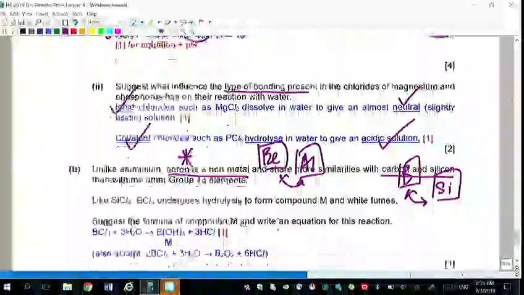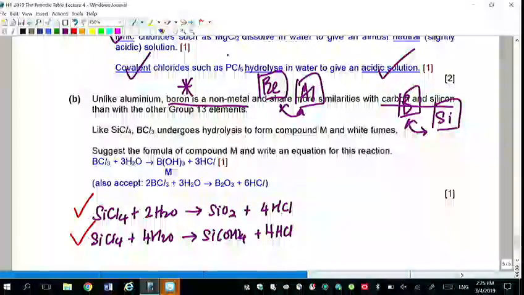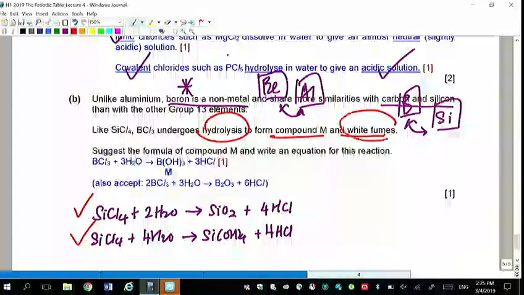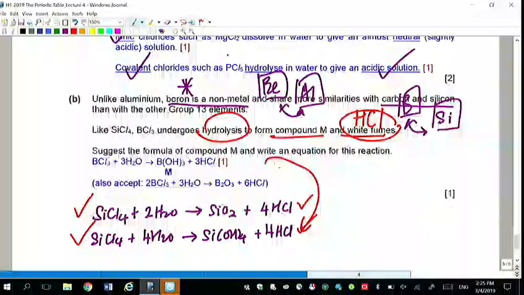So over here, I try to make a comparison. You should be able to recall what happens if your silicon chloride reacts with water. The question tells you that it undergoes hydrolysis to give compound M and white fumes. If there are white fumes, understand that white fumes is usually HCl. So most likely HCl would be produced. So I draw a comparison with your silicon chloride. Either one of the equations is fine. So that is how I approach the question.